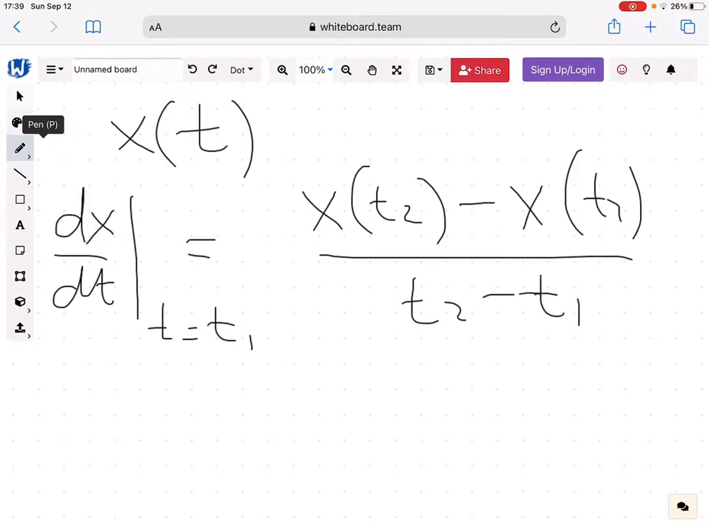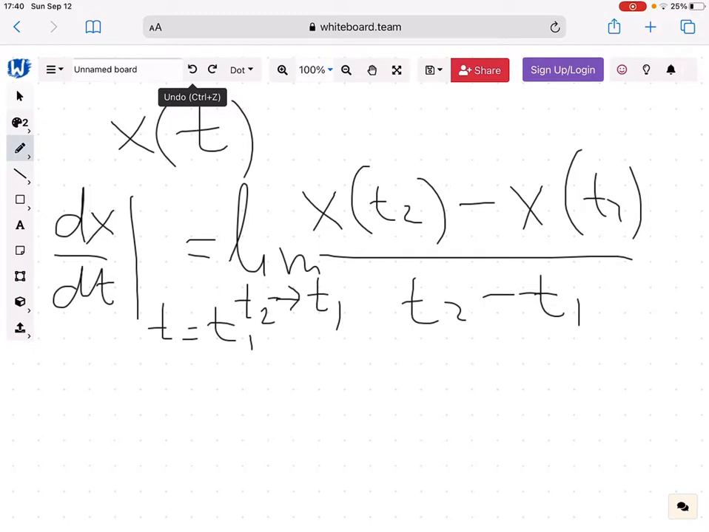The next thing we need to do is start bringing t2 closer and closer to t1. And when we write it, we say limit of t2 going to t1. And that's how the derivative is defined.